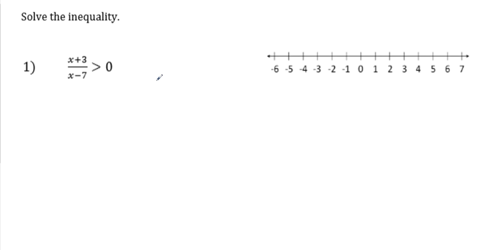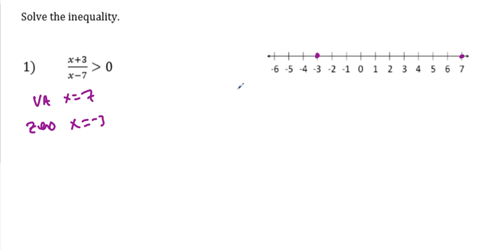So the first thing you want to do is basically find your vertical asymptotes and zeros. My vertical asymptote is going to be x is equal to 7. And I have a 0 up top, and that's going to be x is equal to negative 3. So I'm going to go ahead and plot those. There's my 7 way over here, and here's my negative 3. And I'm going to go ahead and do test values. I'm going to do a test value here, and a test value way over here.